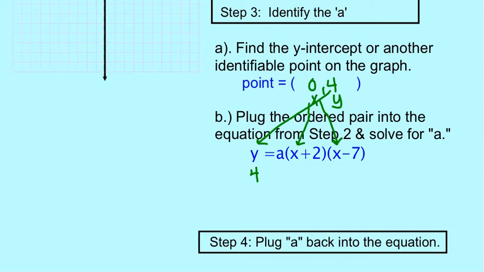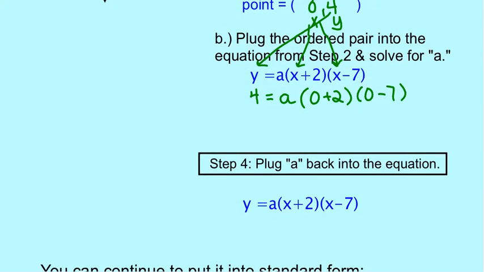I'm going to replace the y with 4. The a is our unknown. I'm going to replace the x with 0. I'm going to replace the other x with 0. So now we have one variable that we need to find, a. So let's go ahead and solve this for a. We're going to first simplify our parentheses. So 0 plus 2 is 2. 0 minus 7 is -7. Then we're going to multiply the 2 and -7 together on the right-hand side. So that becomes -14a.